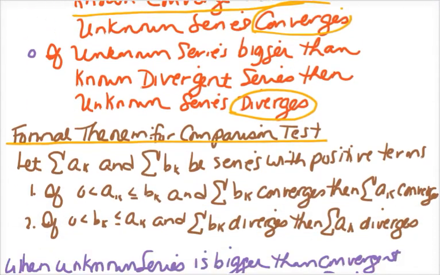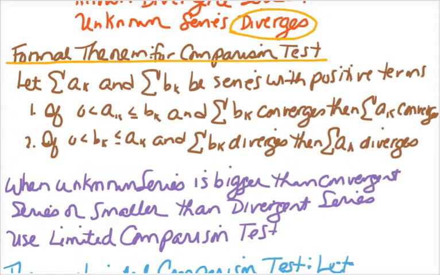Here's the formal theorem for it. It's easier to understand in words, but if you have two series with positive terms and the AKs are less than the BKs, and the BK converges, then the series AK is going to converge. Likewise, if you have a divergent series, and BK is less than your AKs, and BK diverges, then AK is going to diverge as well. So that's the comparison test. We'll do an example in a minute.